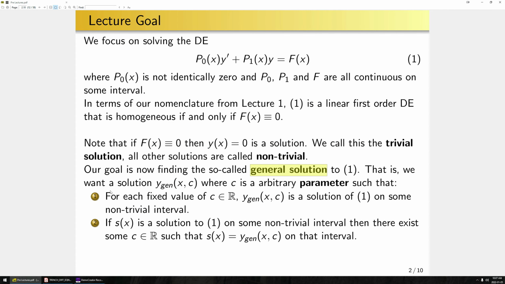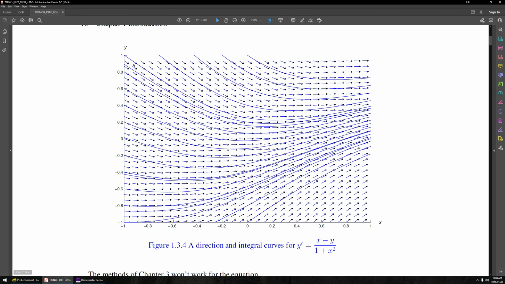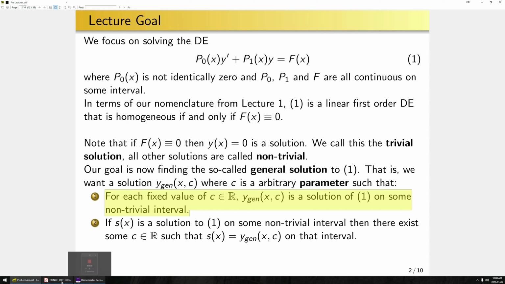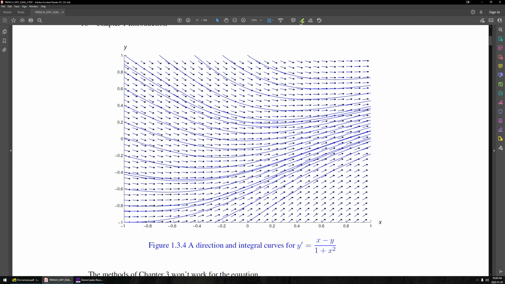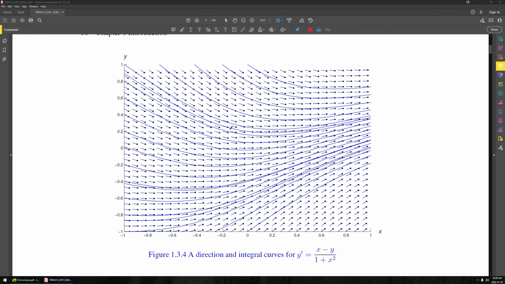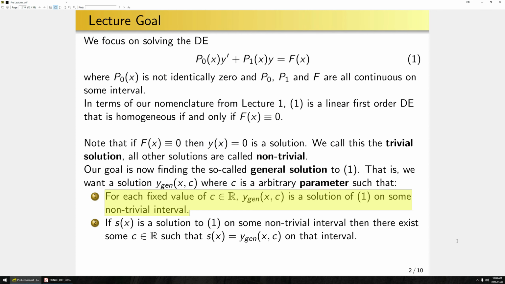So this first condition is really saying that for any fixed value of c, if I take this y gen of x comma c, then that will give me one of these curves here that solves the differential equation. So that's the first nice property I want. And the second property is saying, if you pick one of these curves, say, let's highlight this portion of this curve from this point to this point on some open interval, then there will be some value of c such that the solution that I found can be written exactly as y gen of x comma c.